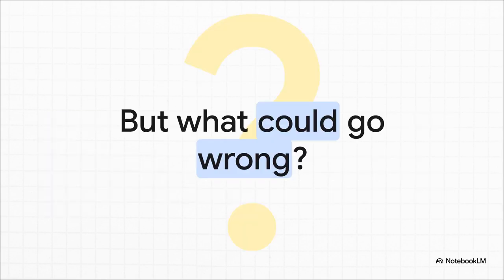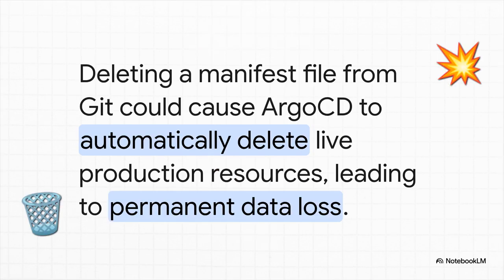Now, this all sounds pretty amazing, right? This level of automation, of control, it's powerful stuff. But, and there's always a but, it's not without its risks. There are a few common pitfalls you really have to watch out for. And one of the biggest gotchas is something called the auto prune trap.